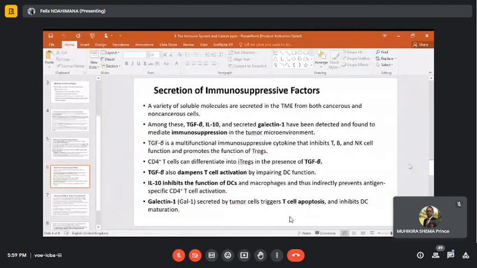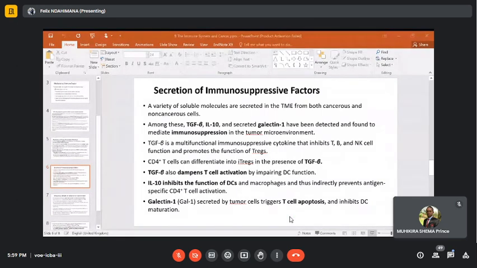There is also secretion of immunosuppressive factors, which is another strategy that cancer cells can use. A variety of soluble molecules are secreted in the tumor microenvironment from both cancerous cells and non-cancerous cells. Among these, there is TGF beta, interleukin 10. We have galectin 1 that has been detected and found to mediate immunosuppression in the tumor microenvironment. There are so many.